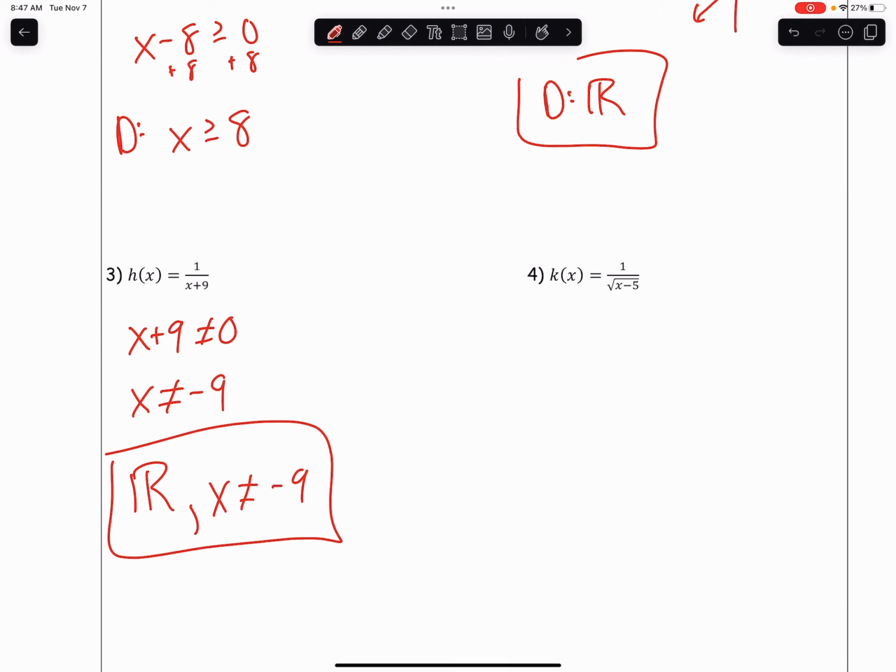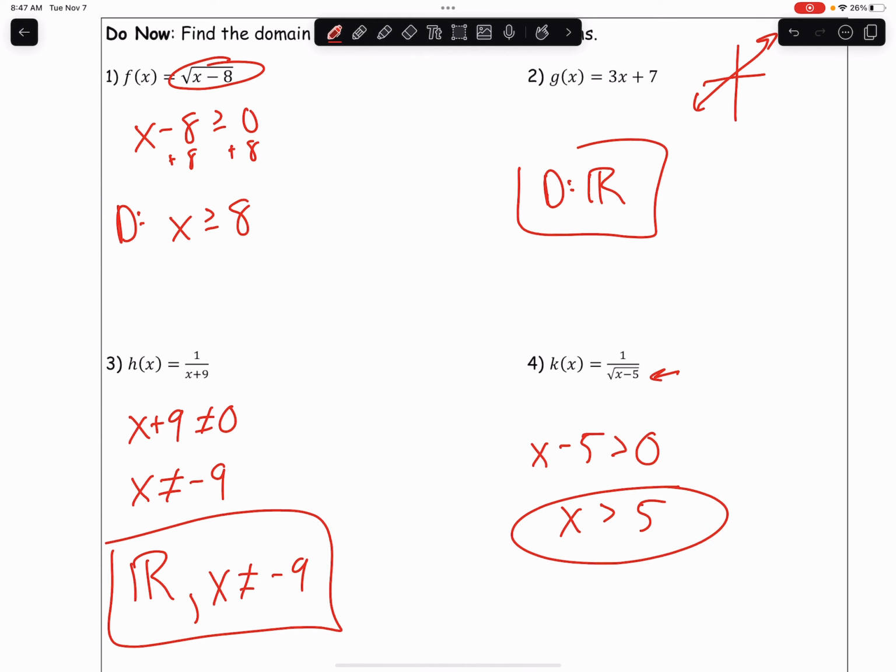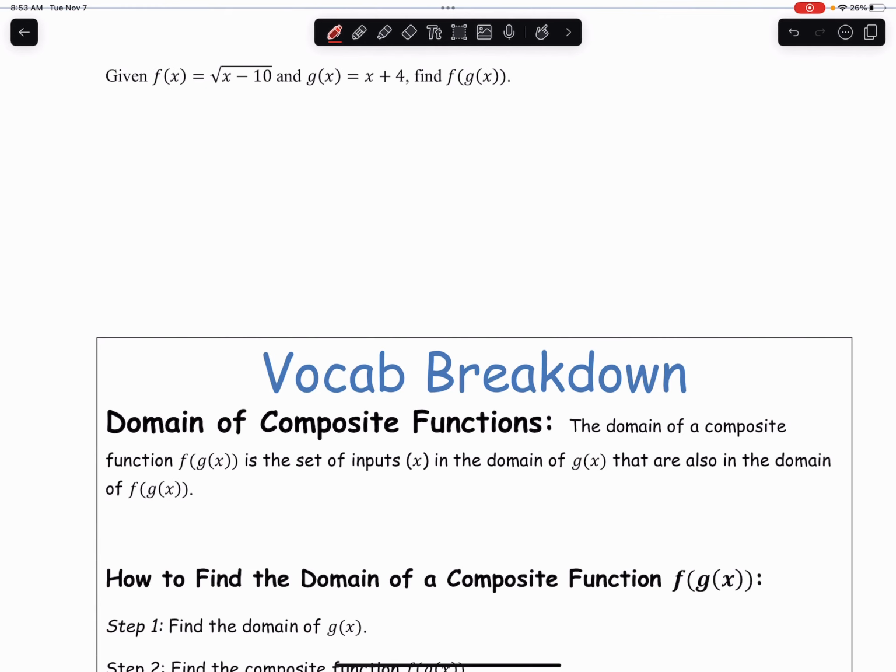And then the final one, number 4, now our radical is not in the numerator like in 1, but it's in the denominator. So it cannot be negative because it's inside the radical, but it also can't be 0. So we just set x minus 5 greater than 0, and you get x is greater than 5 for our domain. Let's go to the next page.